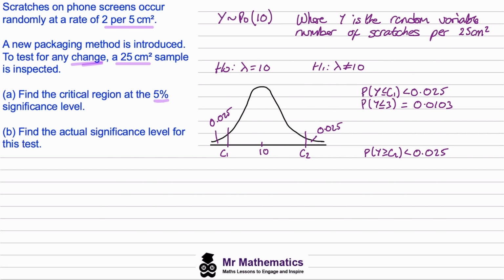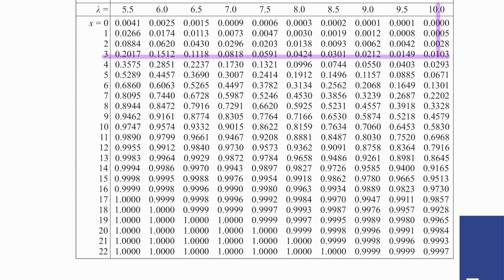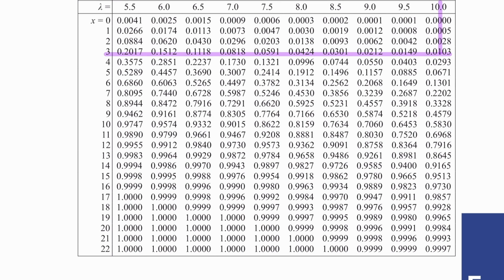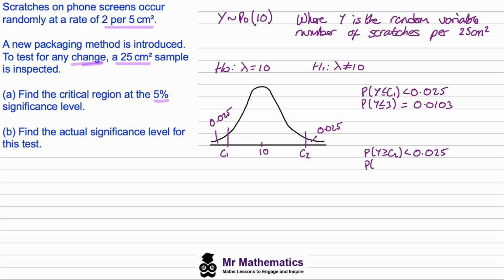And then we need to do the same for C2. We'll go back to our tables. And now we want the first probability that is closest to 97.5%. And that would be the value when x is 16. This gives us a probability of 0.973. So if the probability of y being less than or equal to 16 is 0.9730, then the critical region will be when y is greater than or equal to 17.